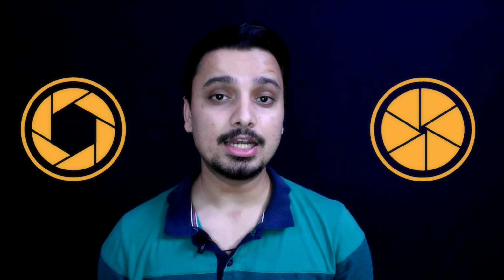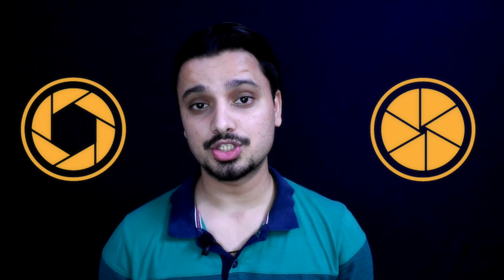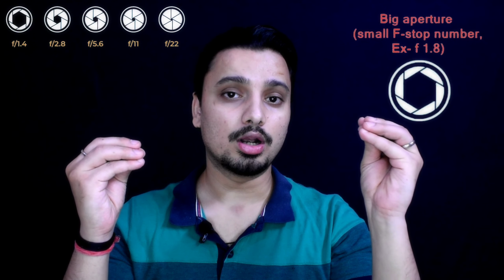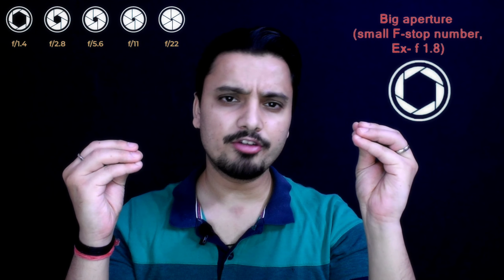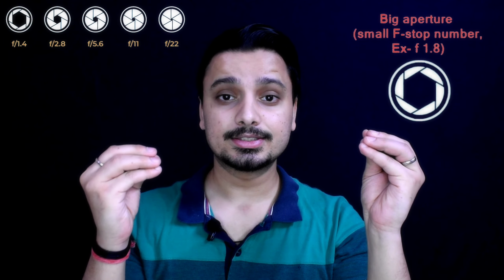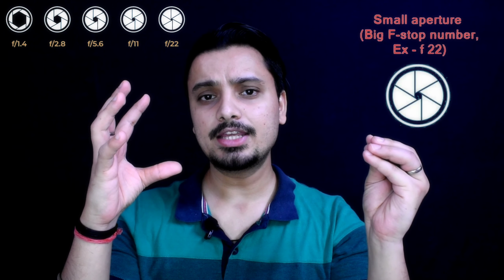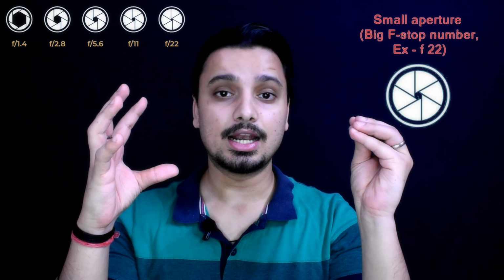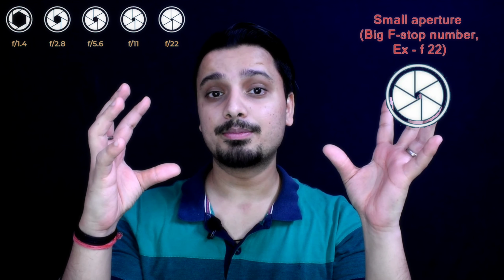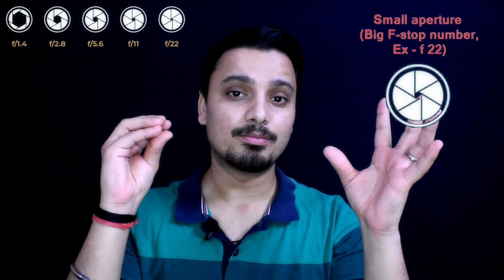My name is Rahul and today in this episode we'll talk about aperture. So aperture value defines the size of the aperture and there is an inverse relationship between the aperture value and aperture size. If the aperture value is small like f1.2, f1.4, then the size of the aperture will be big. While if the aperture value is large, then the aperture size will be small.